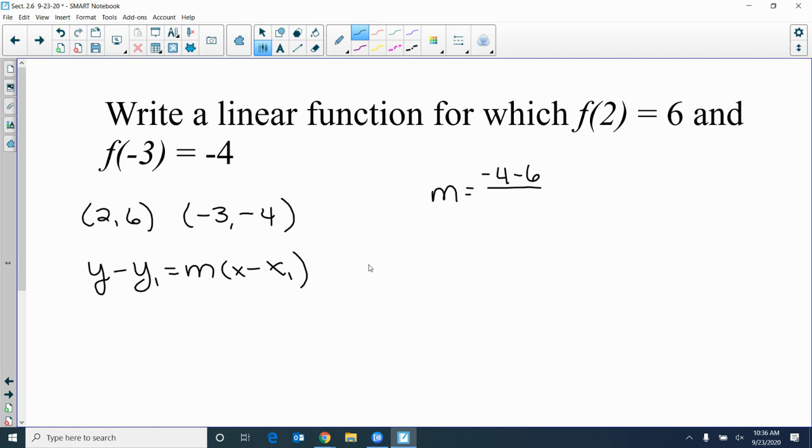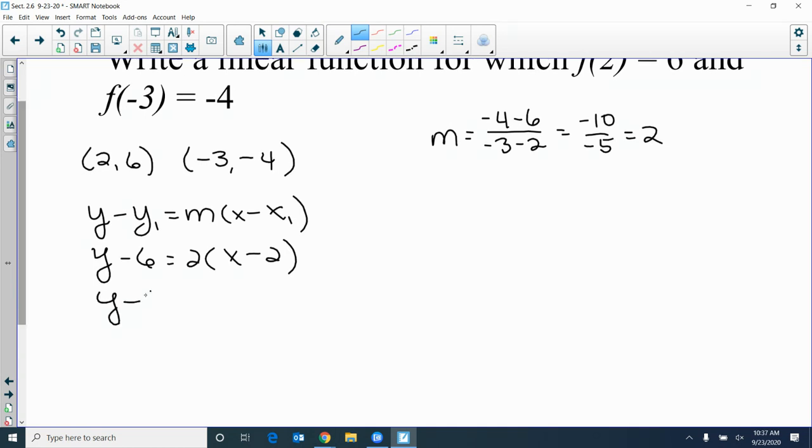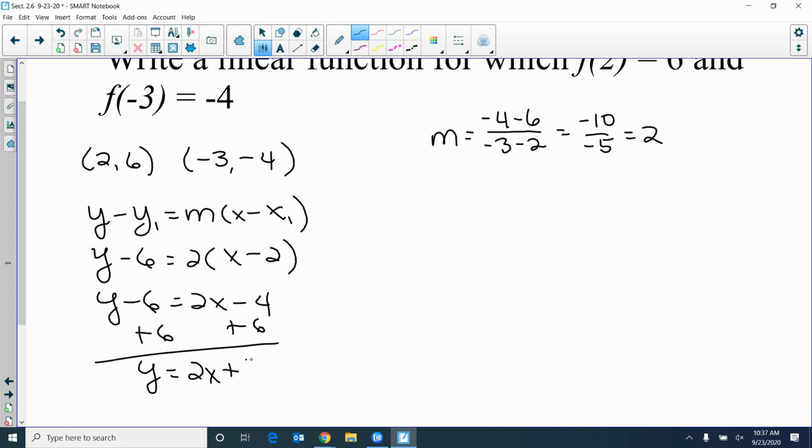-4 minus 6 over -3 minus 2, -10 over -5, looks like +2. Now pick either point. By having 2 negatives versus 2 positives, I'm always going to pick the positive. So I'm going to do y minus 6 equals 2 times x minus 2. Go ahead and distribute and solve. Add 6. Add 6. I get y equals 2x plus 2.